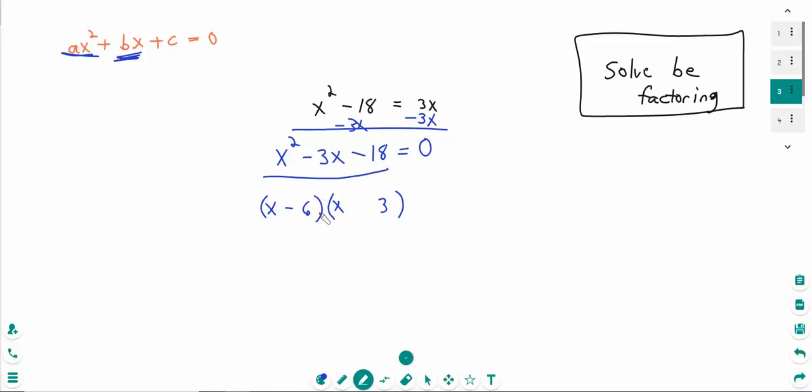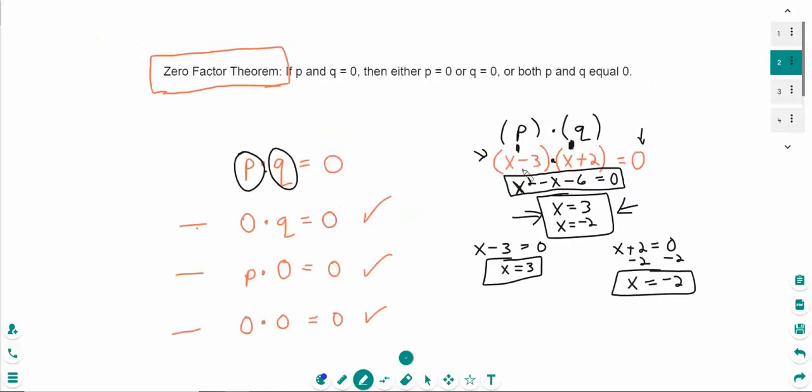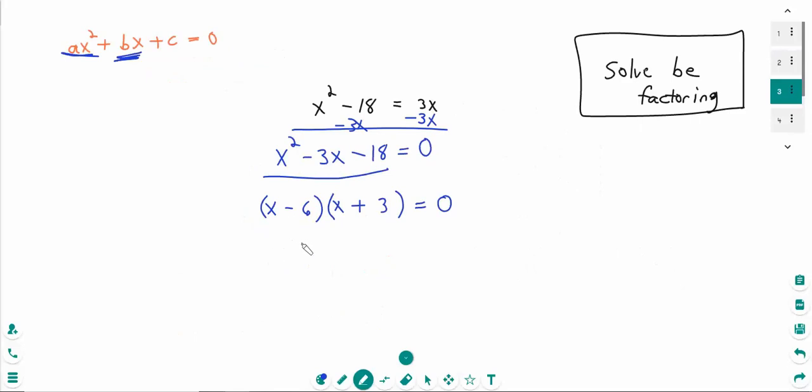So we have the negative here, the positive here. If you want, you can double check this in your head, do a quick FOIL, and we should end up with this quadratic expression up here. And we do. Okay? So this is equal to 0. Now, this is where we were on that last problem, right over here. We're now at that point where we have a product going on, and that product has to equal 0.